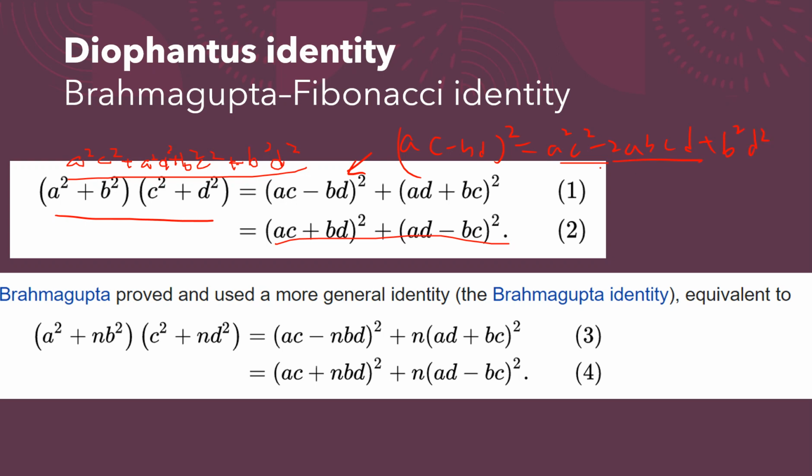Right, so this is abcd, and then you add this. These two terms cancel, and you get this. Also, you get this. Okay, and then there's also a more general and useful identity. Basically, there's n here, and this is also a very simple one.